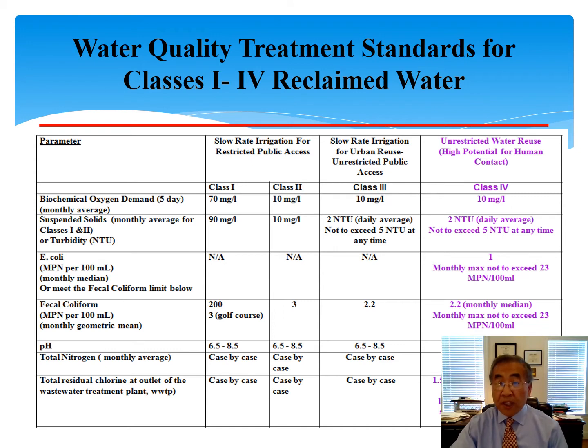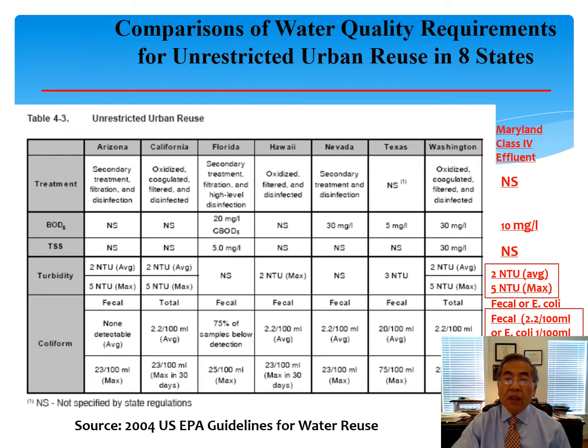And then we use NTU for Class 3 and 4, and use solids for 1 and 2. Another thing we have to point out is that we require a chlorine residual for Class 4. At the point of use, where the water comes out of the wastewater treatment plant, you have to have a chlorine residual to protect public health. This is a comparison between our Maryland Class 4 water quality and 8 other states in the country. We are pretty much similar.